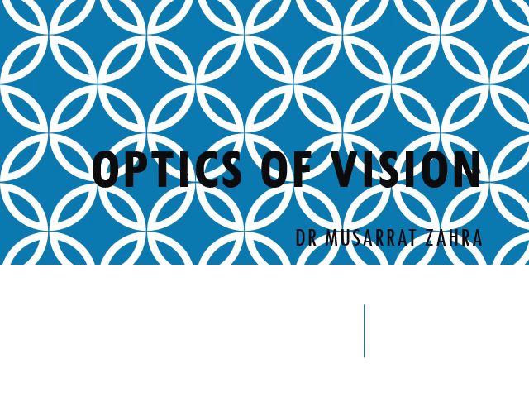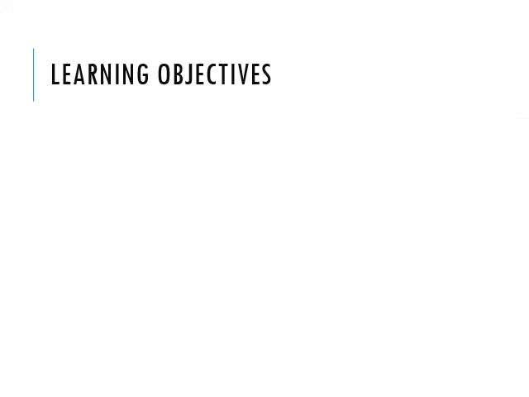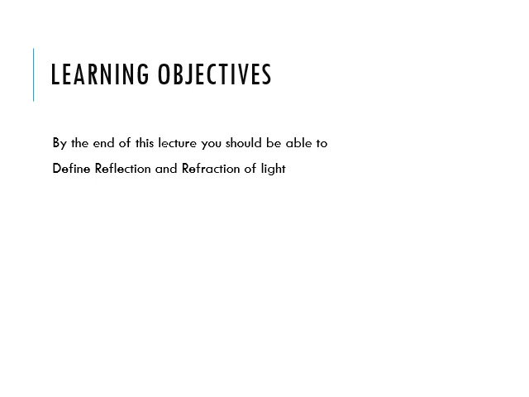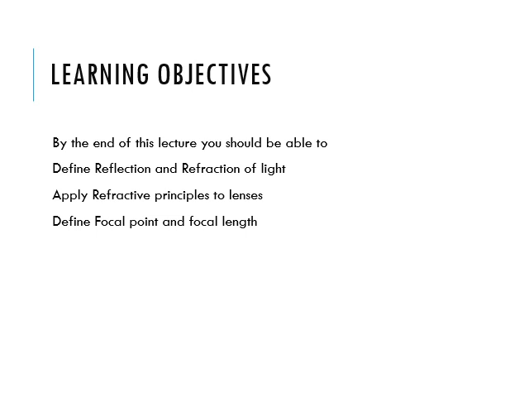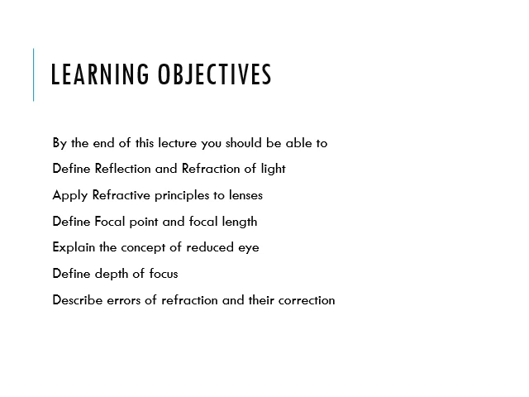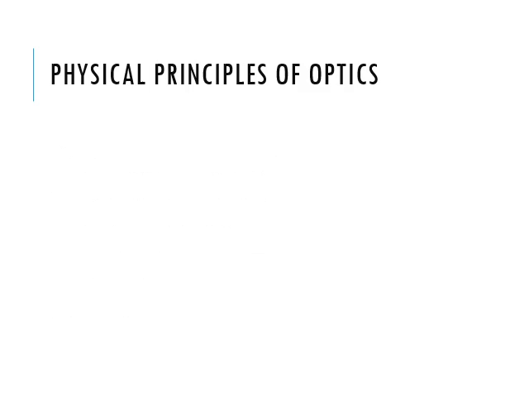Bismillahirrahmanirrahim. The topic for today is the optics of the vision, in which we will be doing the physical principles of optics. So the learning objectives are, by the end of this lecture, you should be able to define reflection and refraction of light, apply refractive principles to lenses, define focal point and focal length, and explain the concept of a reduced eye. Define depth of focus and describe the errors of refraction and their correction, and in the end define visual acuity and different methods of measuring.